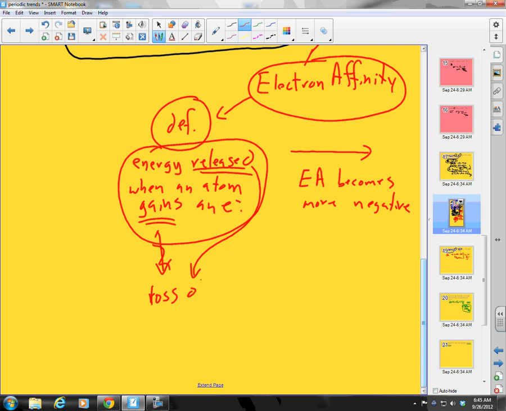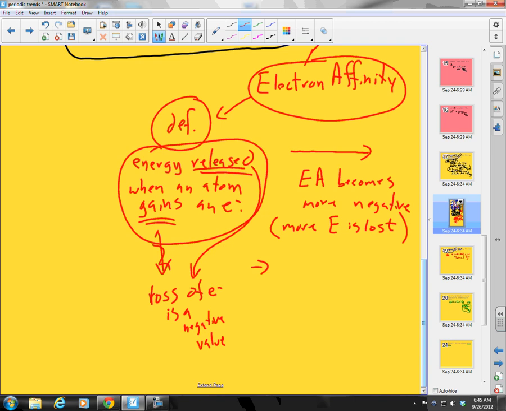Loss of energy is a negative value. Okay, so as I go from left to right in a period, my electron affinity becomes more negative. That means what? More energy is lost as we go from left to right.